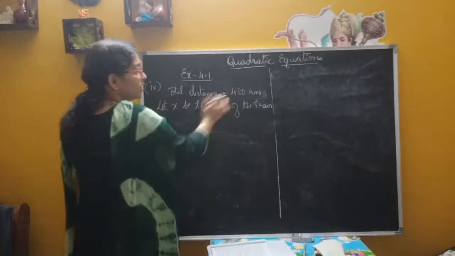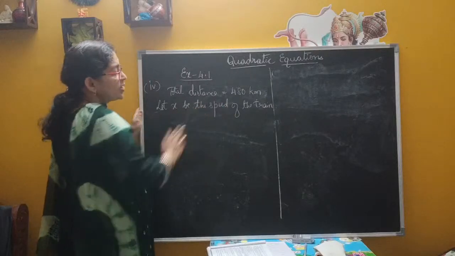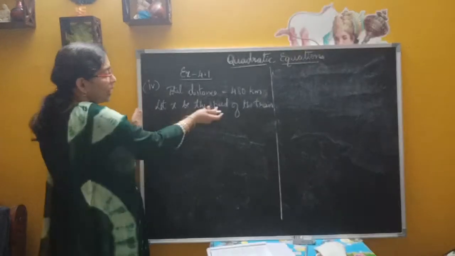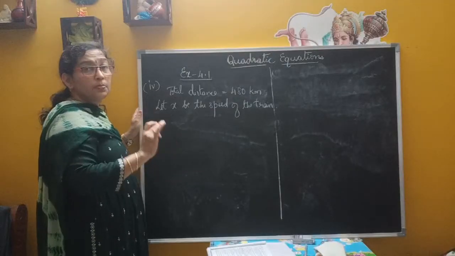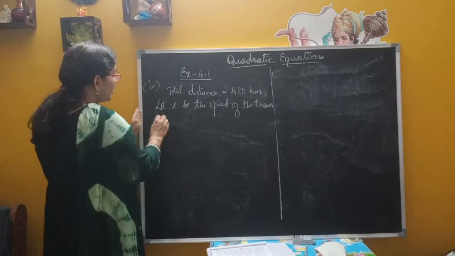So the total distance is 480 km. Let x be the speed of the train. So for time taken, what is the formula? Time is distance by speed. Let us take case 1 now.